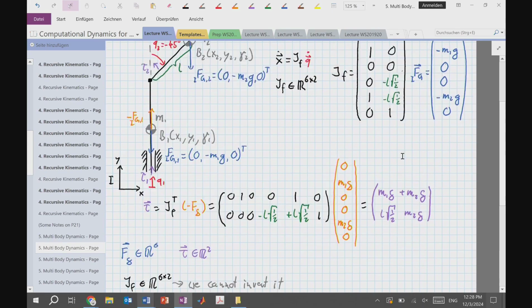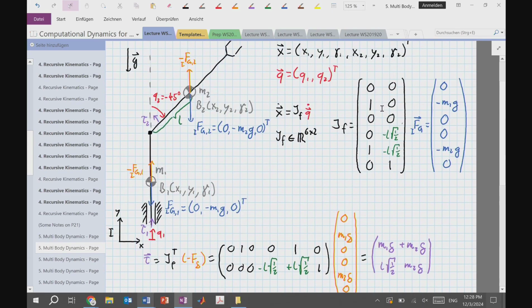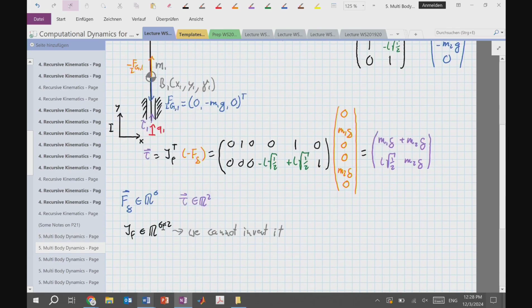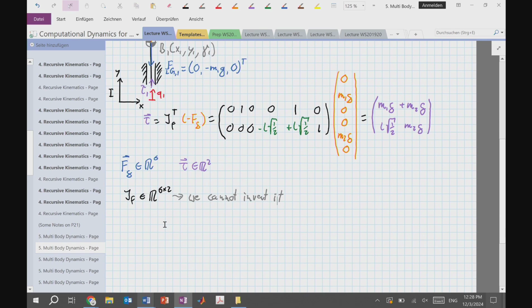In this particular case, I would call this a tall Jacobian or a skinny Jacobian, right? Because it's taller than wide. Here it's 6 tall and 2 wide, so a tall Jacobian. For tall Jacobians, we essentially have the issue that we have fewer degrees of freedom in generalized coordinates than we have in Cartesian coordinates.